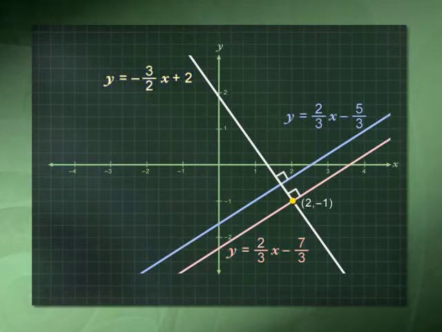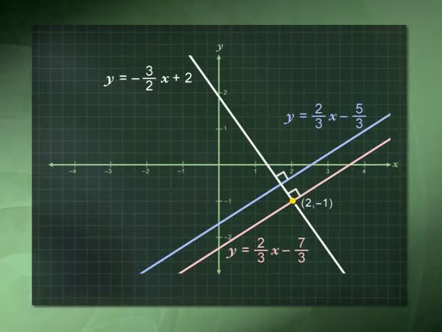Your picture on your graphing utility should look something like the picture here. A hint here: make sure you use a square setting when you graph this, so that the perpendicularity is achieved.